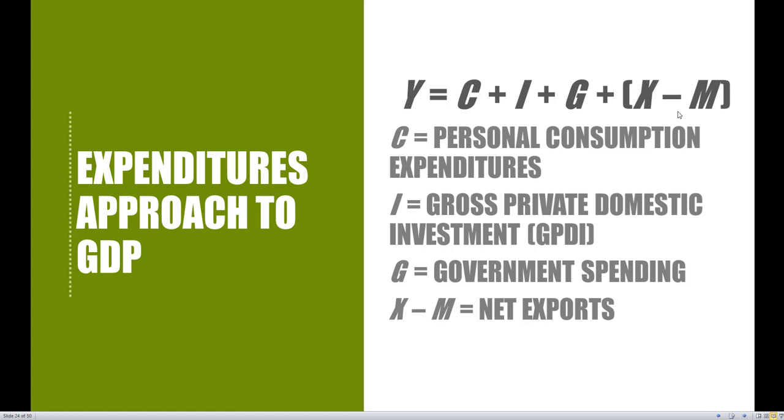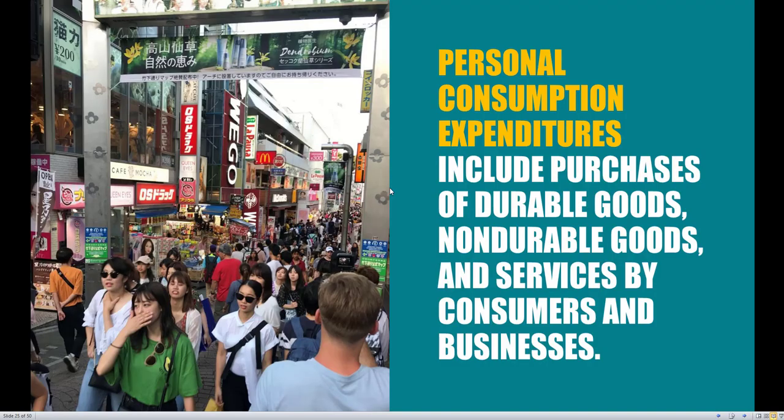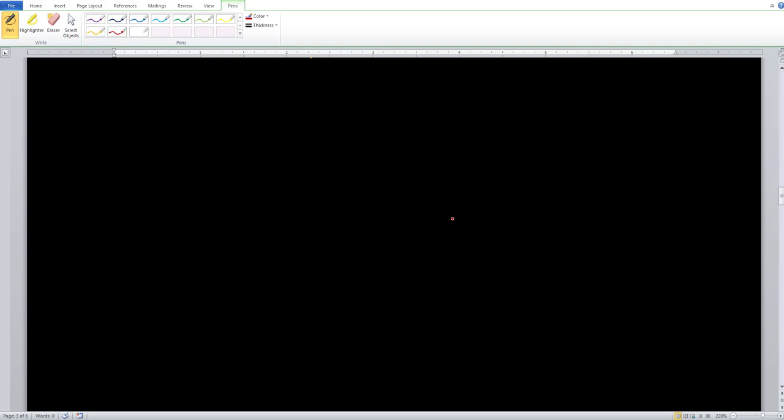So our goal for this particular video is to go ahead and break down each one of these components of GDP just a little bit more and see exactly how it all comes together for our calculation of GDP. So first of all, we want to talk about consumption, personal consumption expenditures. It includes purchases of durable goods, non-durable goods, and services by consumers and businesses. And this is going to be the main driver of economic growth for the United States. Roughly about 70% of our GDP comes from these personal expenditures. So let's go ahead and take a closer look at these 3 main categories of consumption.